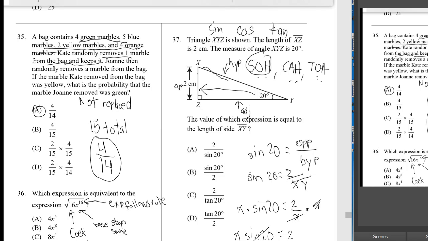I might have to go over this problem again just because it is a completely new concept to everyone. So I'm happy to go over it again, but we're going to move on for now.